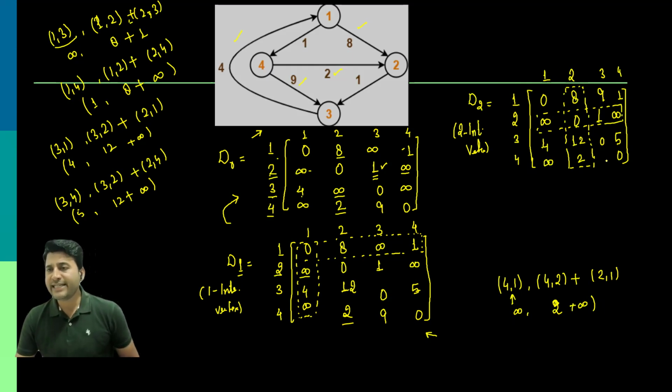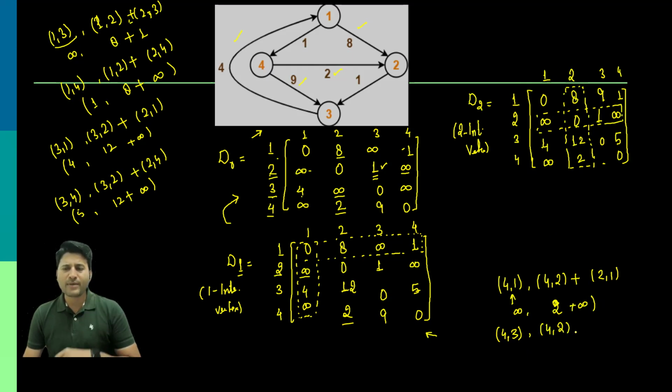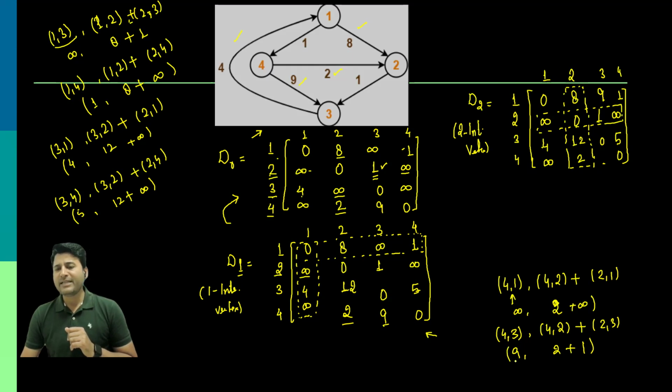The last entry of D2 is 4 to 3. So 4 to 3, and we are supposed to make 2 an intermediate vertex. So 4 comma 2 plus 2 comma 3. What is 4 comma 3 in D1? It is 9. What is 4 comma 2? It is 2. What is 2 comma 3? It is 1. So the minimum between 9 and 3 comes out as 3.